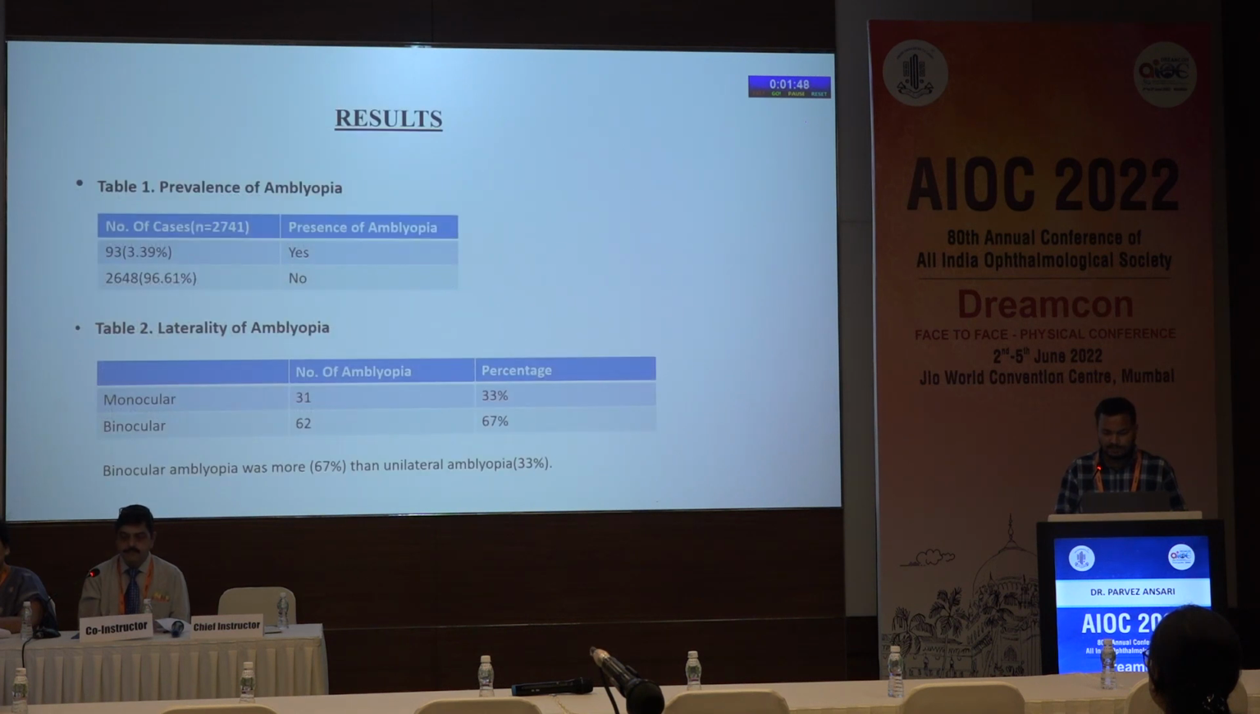Then results. In our study, 2,741 children were included. Out of them, 93 children were found to have amblyopia, and out of 93 children, 31 had uniocular amblyopia, and 62 children had binocular amblyopia. So the binocular amblyopia was more than the unilateral amblyopia.